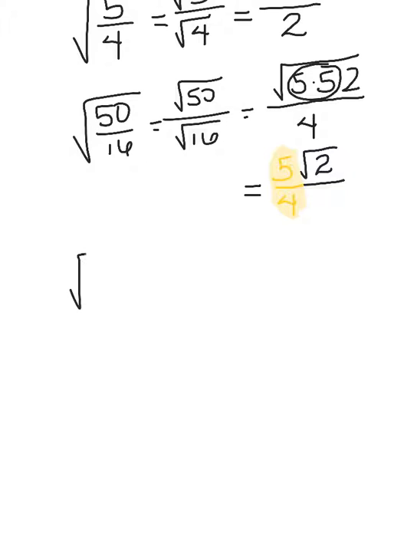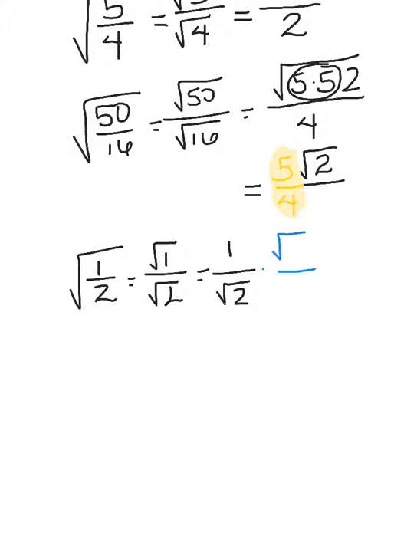Let's take the square root of 1/2. If I simplify, I simply get the square root of 1 over the square root of 2, which gives me 1 over the square root of 2. But if you recall, we cannot leave a square root in the denominator. Therefore, we're going to multiply the numerator and the denominator by that square root that's in the bottom.